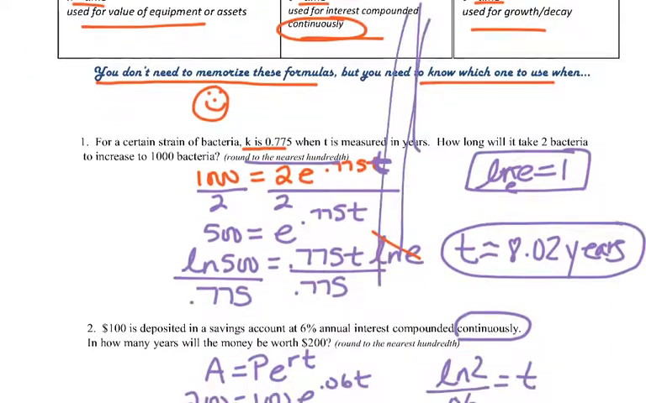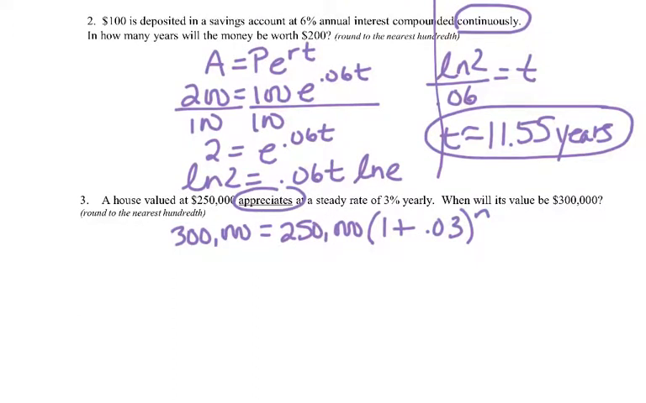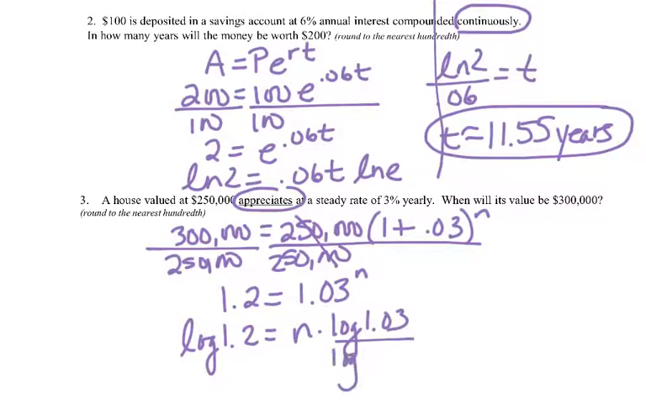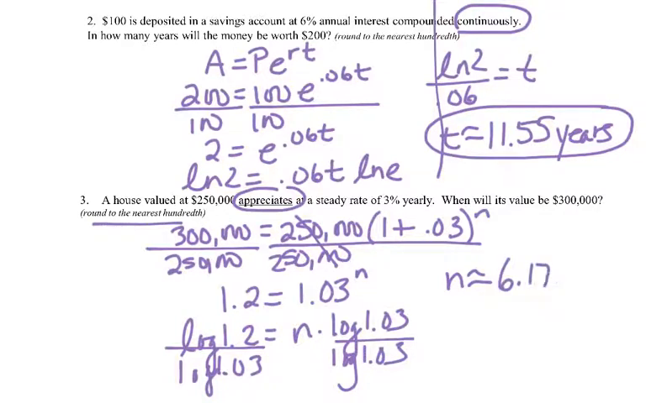So back down here, here we go. What do I have to do first? Divide both sides by 250,000. So I get 1.2 equals 1.03 to the n. Now this doesn't have an e in it, so I would just go back to log and bring that n down in front, log 1.03. Divide both sides by log 1.03. And this is going to equal approximately, and again, rounded to the nearest hundredth, 6.17 years.